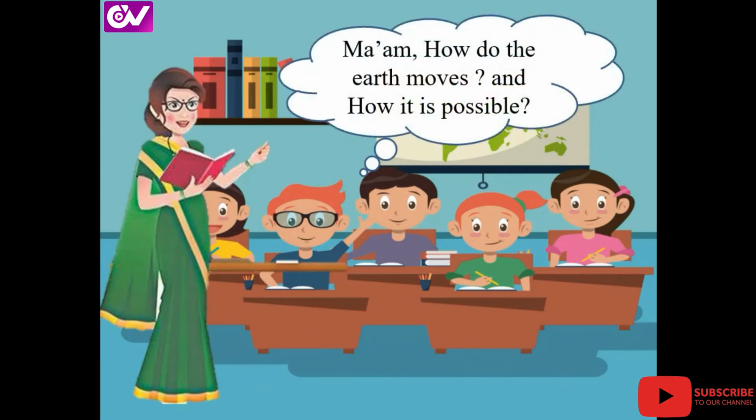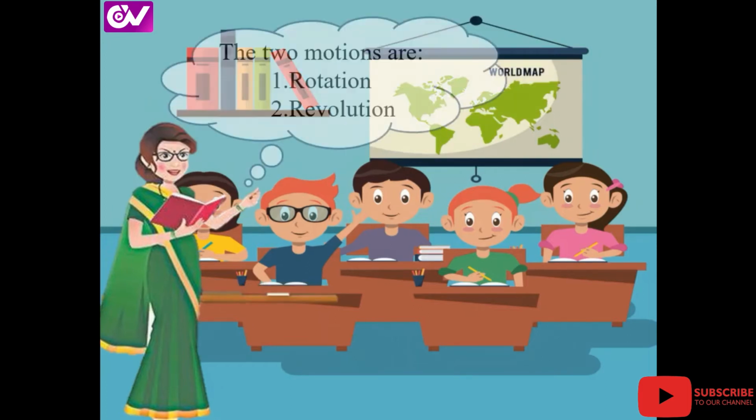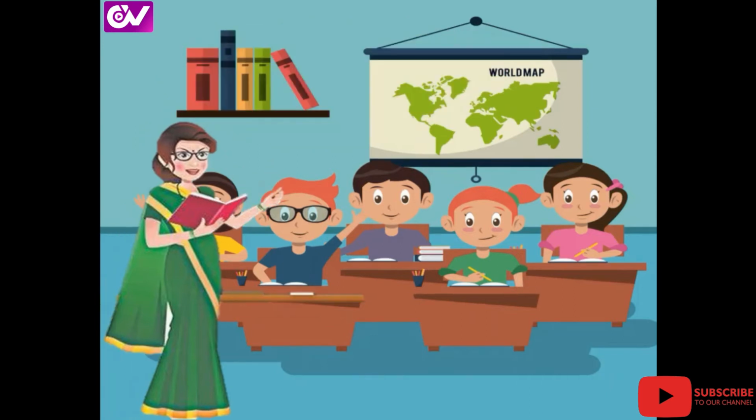Ma'am, how does the earth move and how is it possible? Yes dear, the earth has movements and 2 types of motions. Let me explain to you. Earth can move in 2 different motions. Let us see what they are. The 2 motions are rotation and revolution. Motions mean movements. First one is rotation and second is revolution.